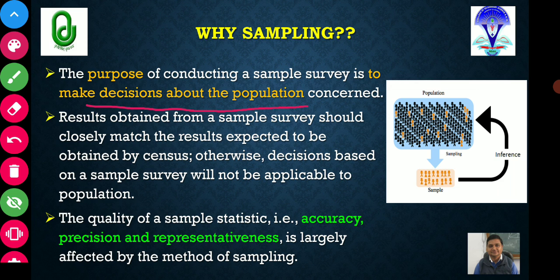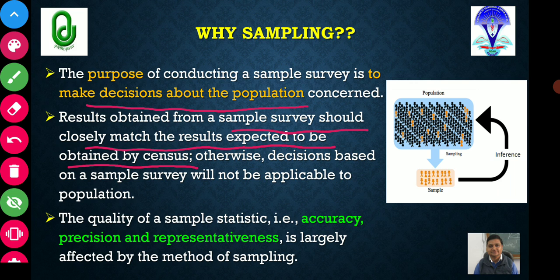So that is why the sampling is very important, because based on the study of sample we are making decision about the population. If we are taking wrong sample, our interpretation about the population will be wrong, and in that case our decision about the population will be wrong. So the result obtained from a sample survey should closely match the result. This is very important. The result obtained from the sample survey should closely match the result expected to obtain from the census. So why we are taking sample?